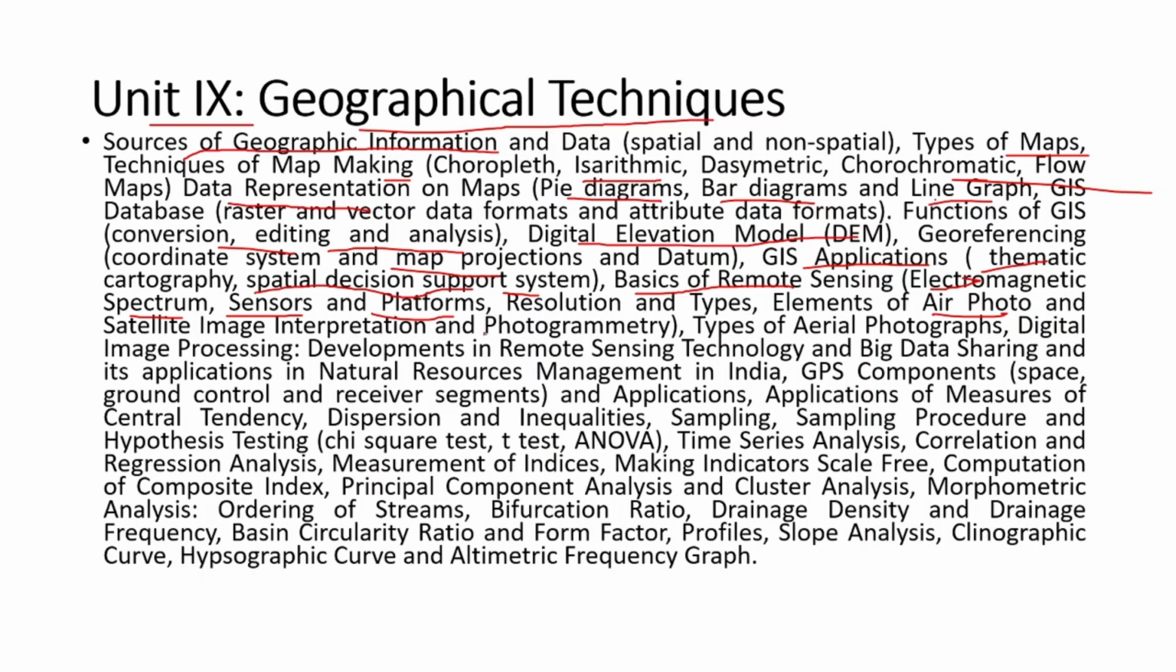This unit addresses the advancement in remote sensing technology, and big data sharing, particularly natural resources and management in India. It also includes GPS components and applications of measures of central tendency, that is dispersion and inequalities, sampling, hypothesis testing, which are chi-square test, t-test, ANOVA test, and time series analysis.